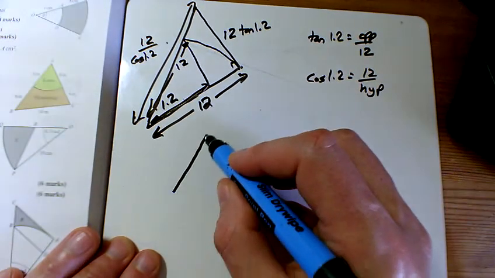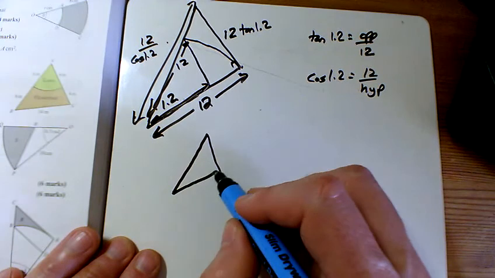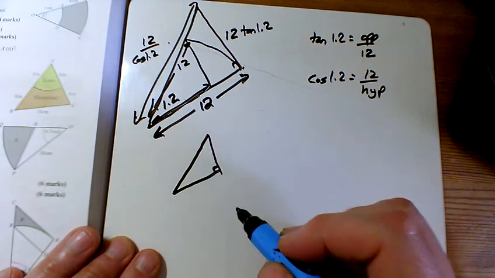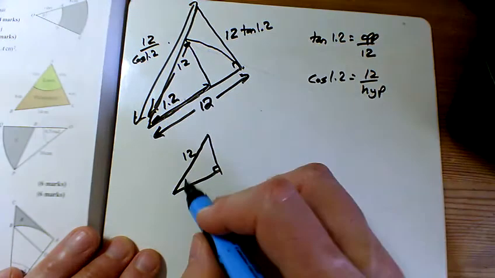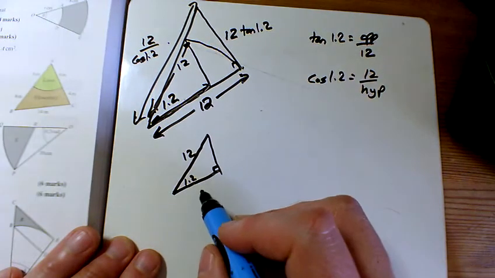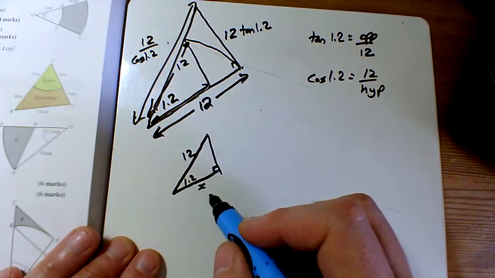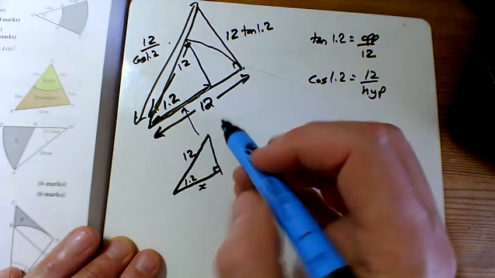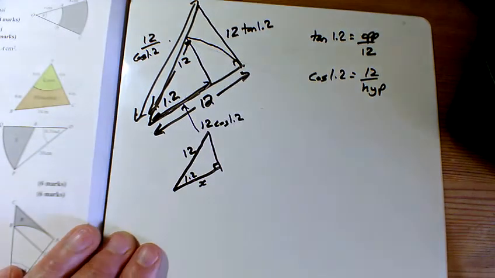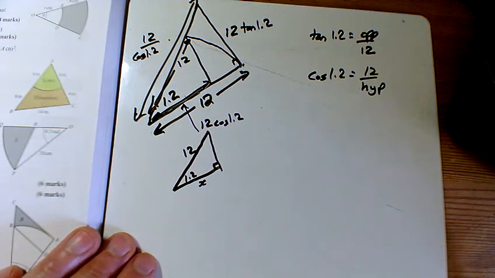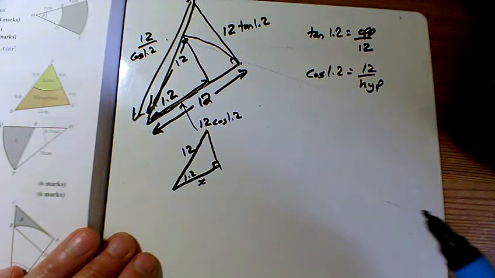Just looking at the small triangle for that part, it has 12 from there to there, and this angle being 1.2. If I want that value there, it's the adjacent side. So that point there is 12 cos 1.2. I've done them all at the beginning because now I can figure out the questions.